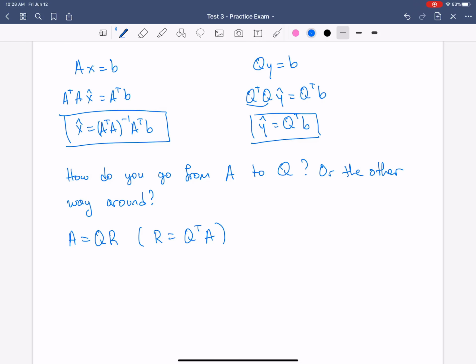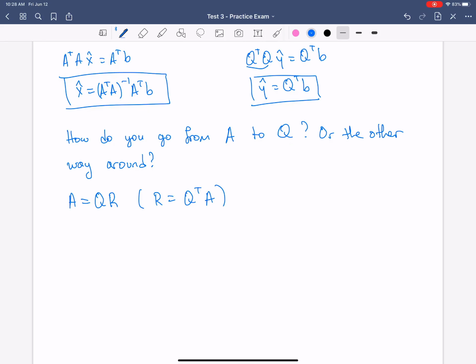Now, to be able to connect X hat to Y hat, we have to move from A to R. So let's see how that goes. So we have X hat equals, instead of A transpose, we have R transpose Q transpose. Then we have A, so that's Q times R. Now this is just the identity matrix that's inverted. So we have R transpose R inverse, and then we have R transpose Q transpose.